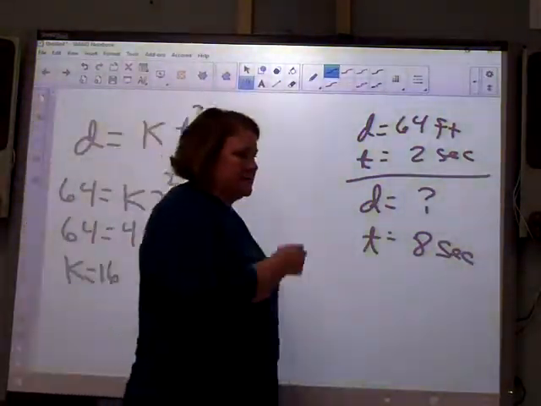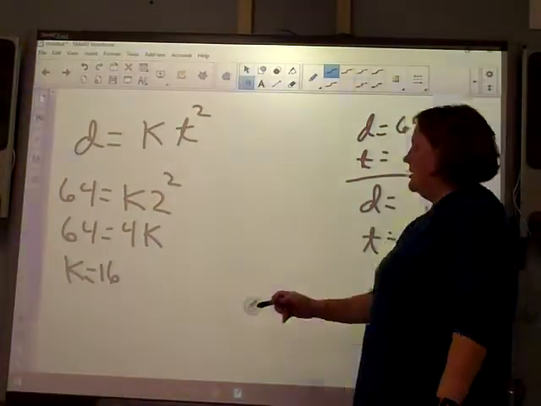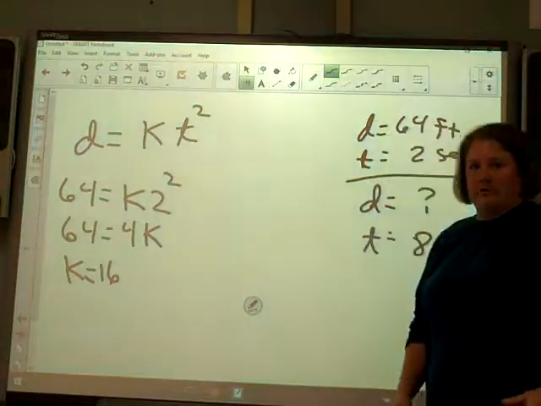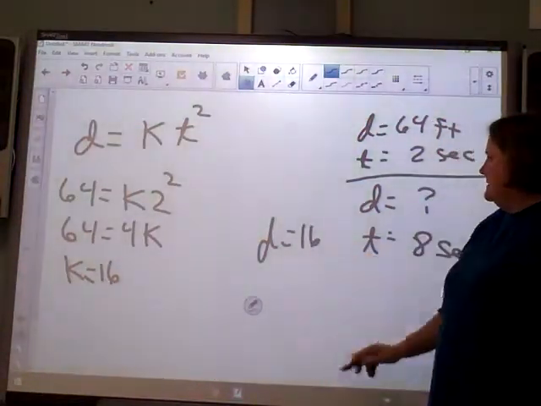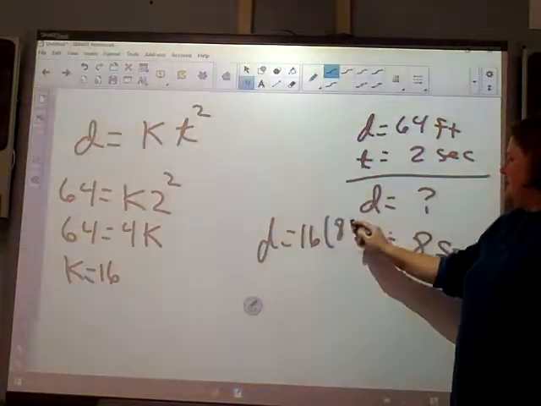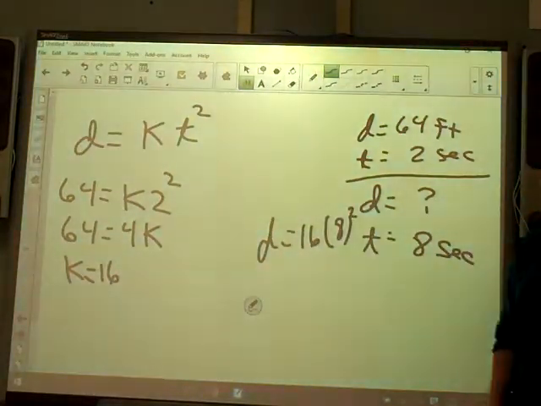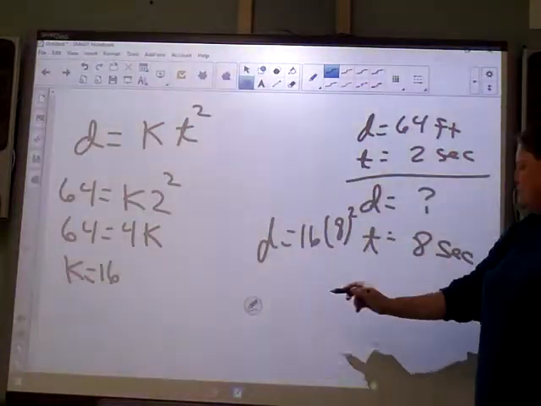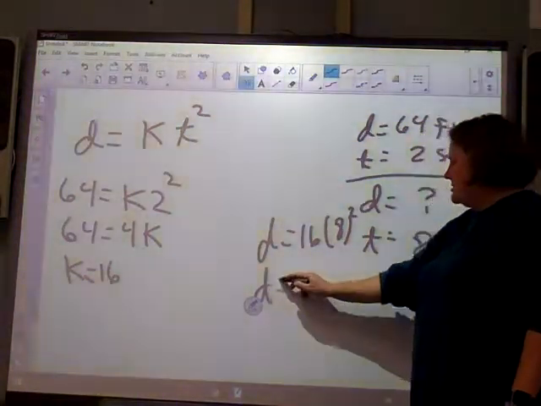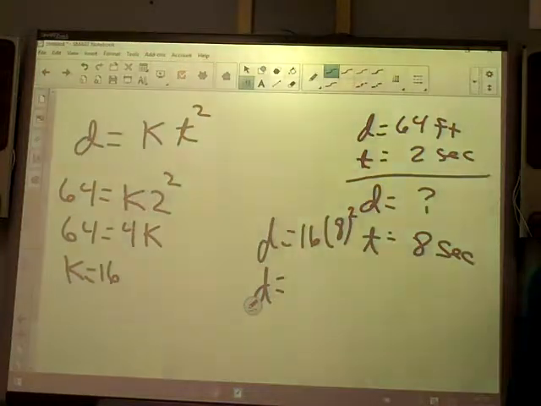And this is just like a distance equals rate times time problem here. You can say, well, they're falling at, you can make that conversion. Distance is 16 times 8 squared. 8 squared is 64. So you're looking at 64 times 16. How far did our skydiver fall after 8 seconds?